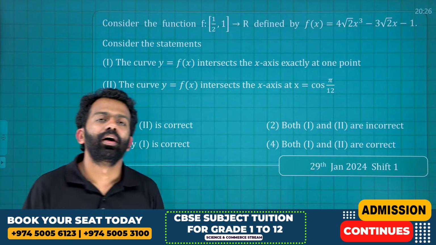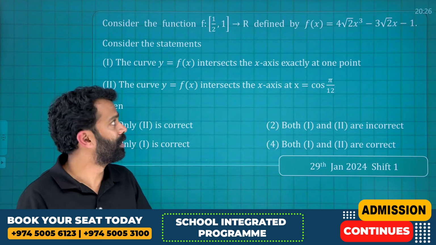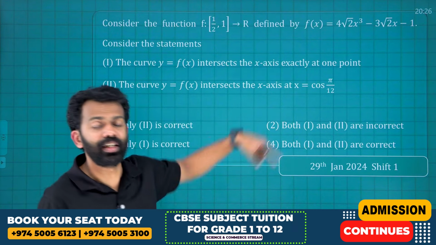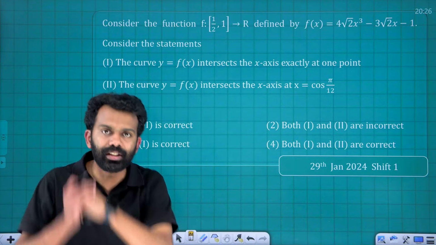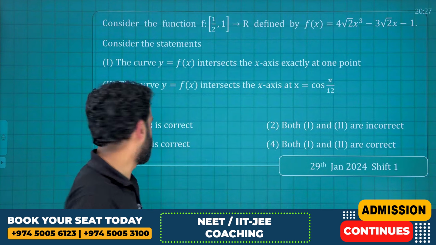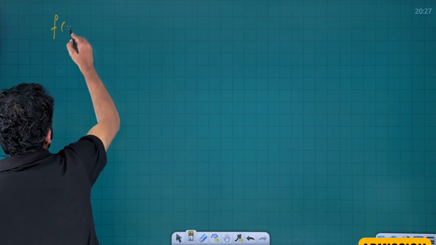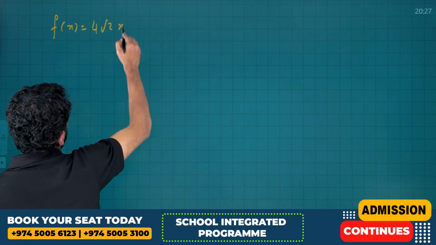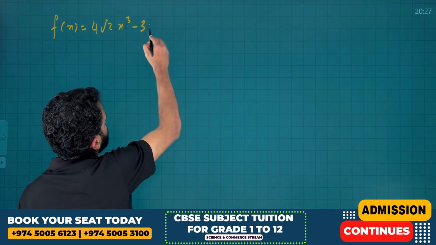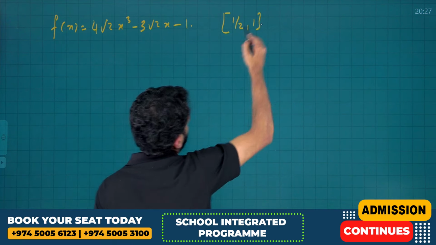See, for both the questions, it is based on intersecting at which point? The x-axis. Whether the curve is intersecting the x-axis at one point or not, and if it is intersecting, then what is the point? Okay, let's sort it out. Let's draw in the next slide. That is f of x is equal to 4 root 2 x cube minus 3 root 2 x minus 1. I think the interval is the closed interval 1 by 2 to 1.